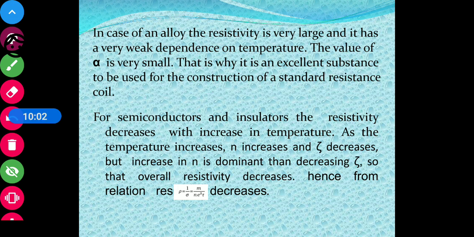For semiconductors or insulators, the resistivity decreases exponentially with the increase in temperature. As the temperature increases, n increases and tau decreases. So from this relation, as n increases and tau decreases, but the increase in n is dominant over the decrease in tau, so n increases more. As a result, overall the resistivity decreases. Hence, we can say the resistivity of semiconductors and insulators decreases with the increase in temperature.